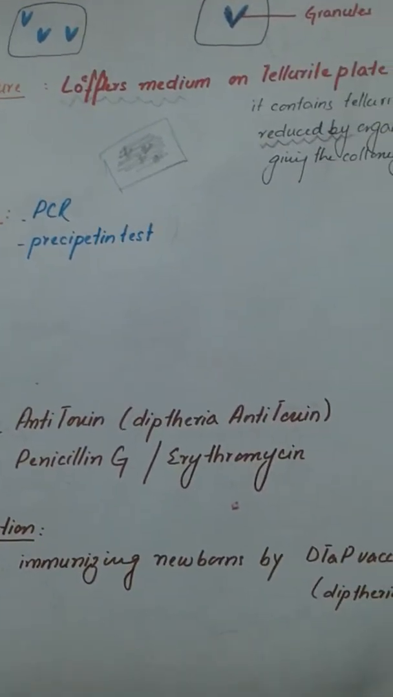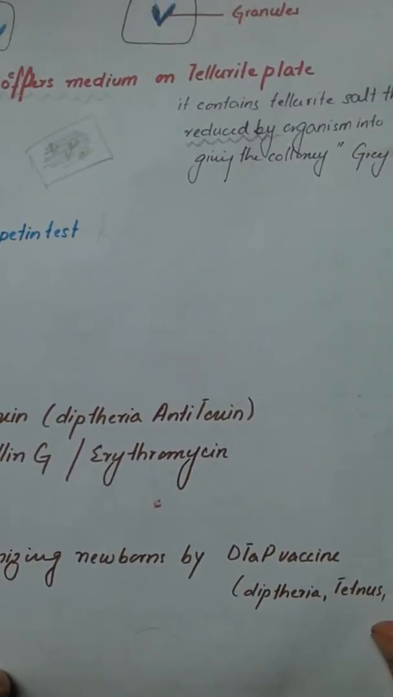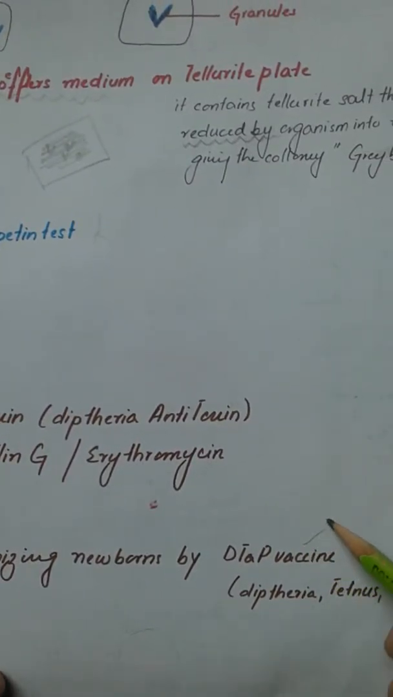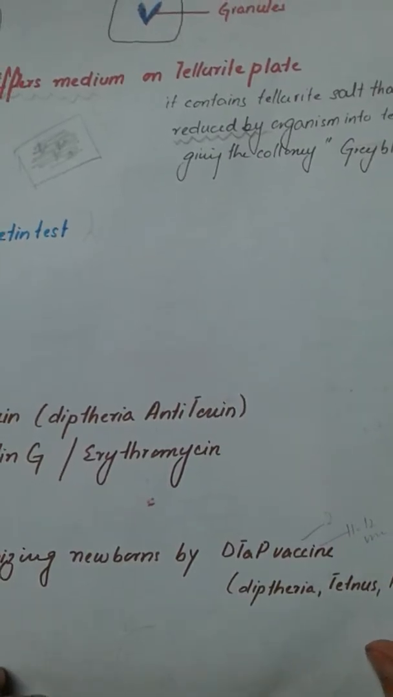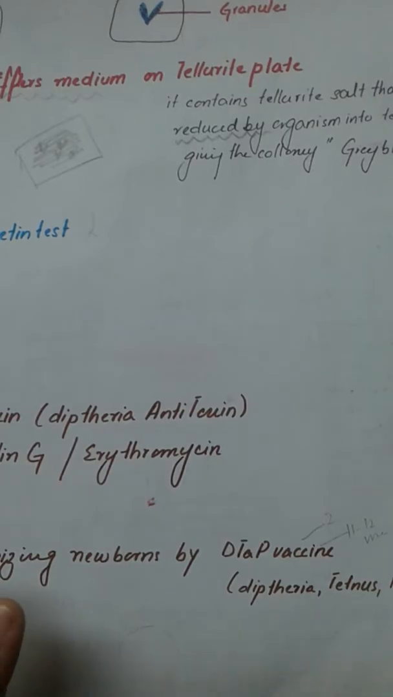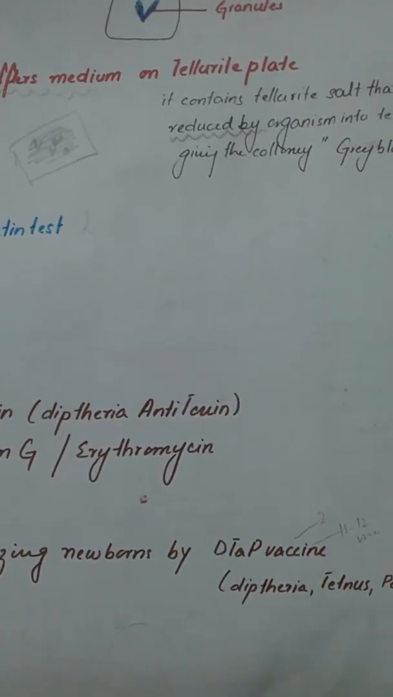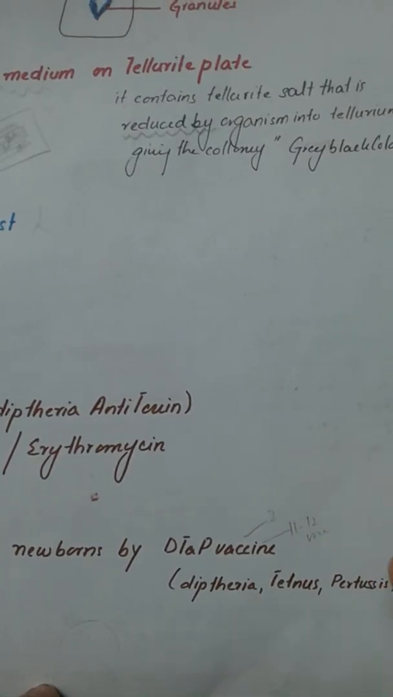Prevention is that we give newborn babies the DTaP vaccine at 2 months, and then again at 11 to 12 months, in order to get a sufficient amount of antibodies to prevent such a serious complication. This vaccine is combined with tetanus and pertussis vaccine.